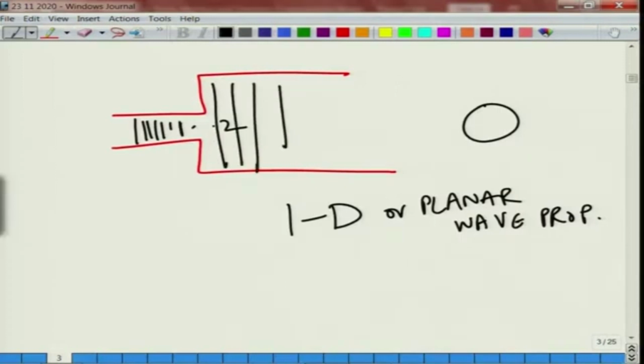So, the idea is that when the wave expands into such an expansion chamber, basically the planar wave fronts remain planar, that is, if it is planar here, it is also planar here. Of course, this is just an assumption, and we will see that this is valid only below a certain frequency, called the cut-on frequency, as you can probably recall from week 2's lecture.